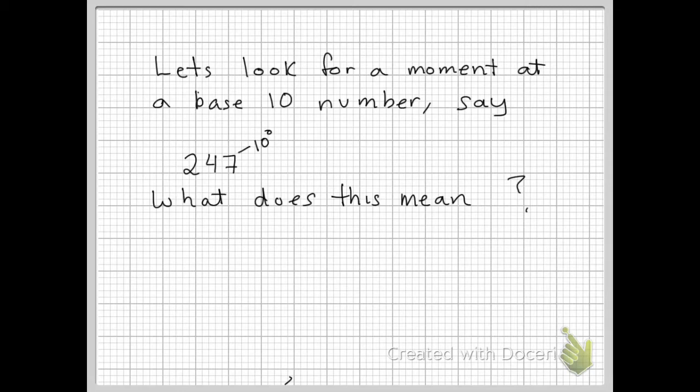So the first position, 7. The second position, 4. The third position, 2. So what that means is 7 multiplied by 10 to the 0. 10 to the 0 is 1. So these are the ones.